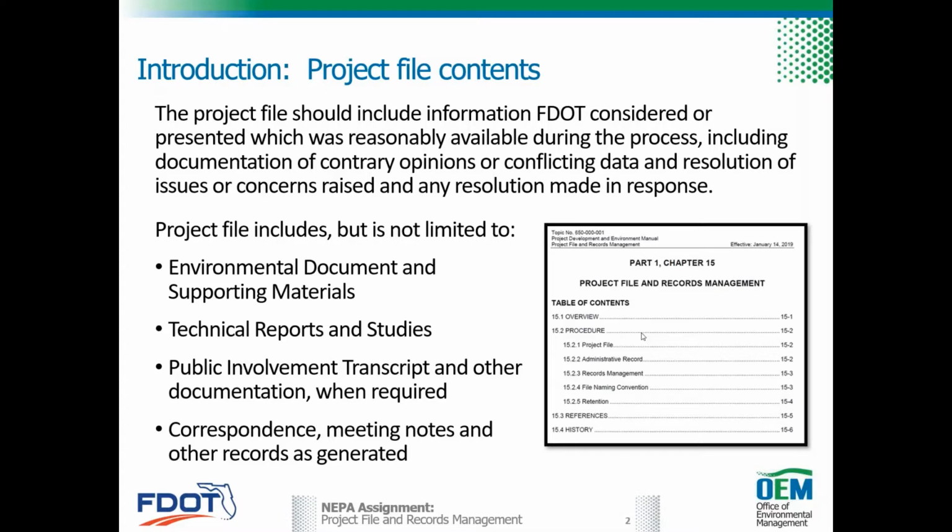So we developed this chapter to make sure that we identified all the various elements that are included as part of that project file. That could be anything like the environmental document, supporting materials, the technical studies reports, any of the public involvement stuff, the transcripts, the documentation, any kind of correspondence with our agencies, whatever the case may be. Anything that really should be in the project file to support the environmental decision, whether we're talking about our SEER, our state document, or a federal document, it's all considered to be part of the project file itself.